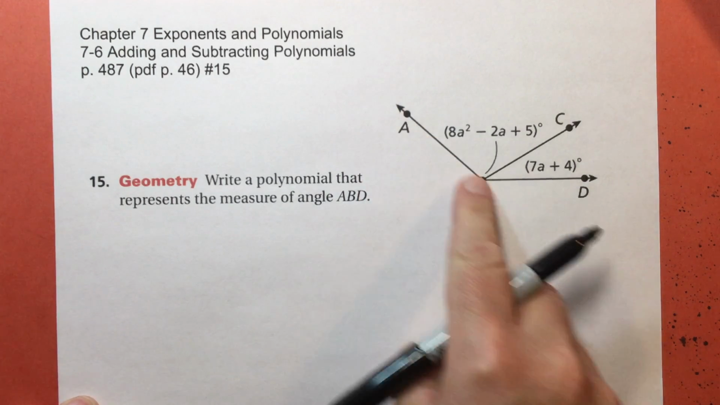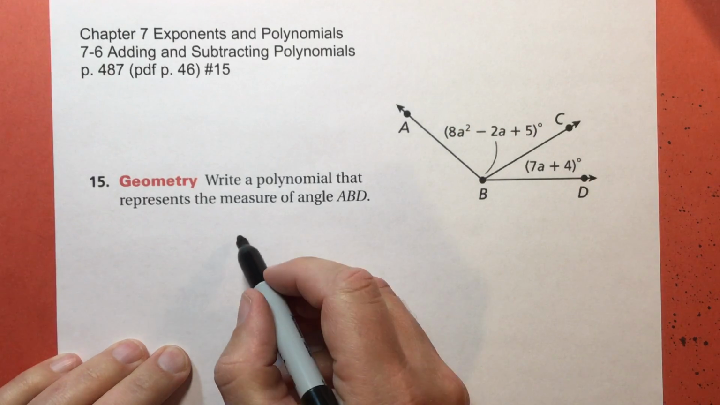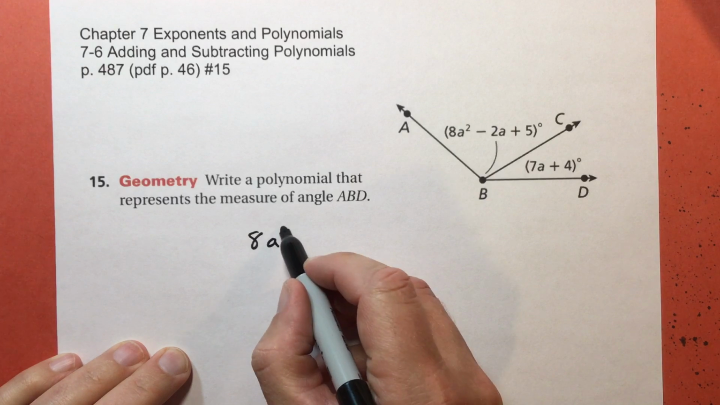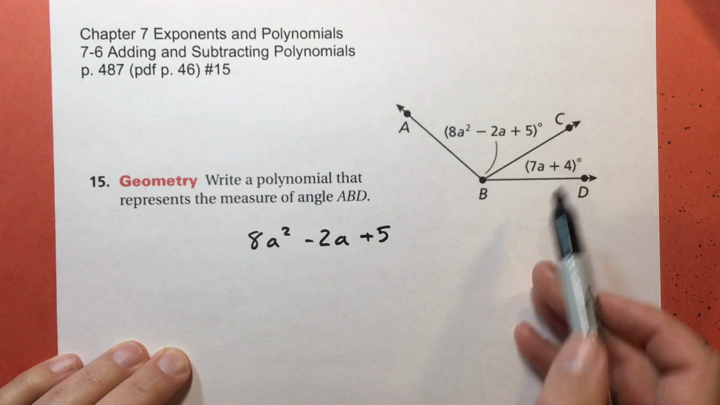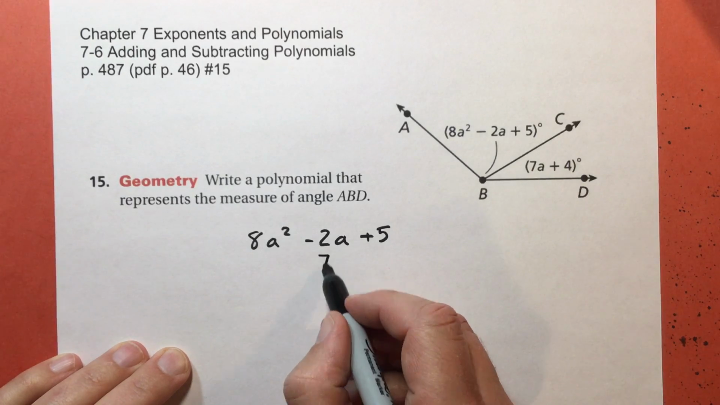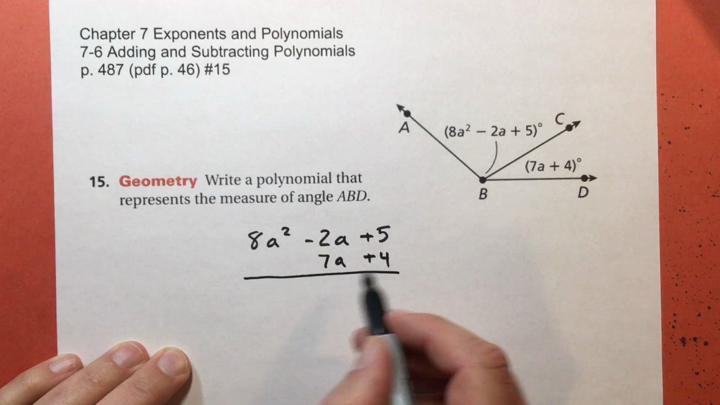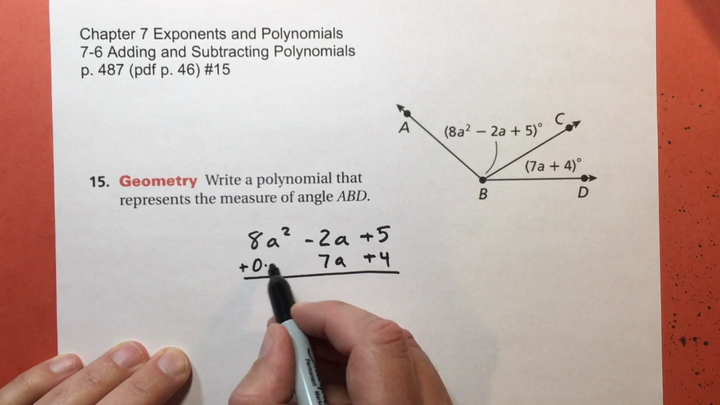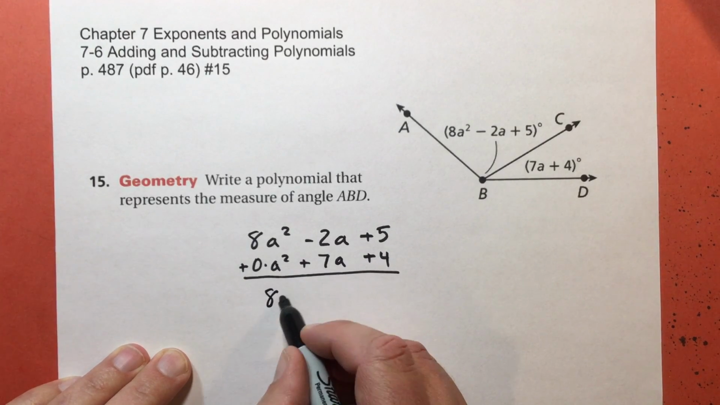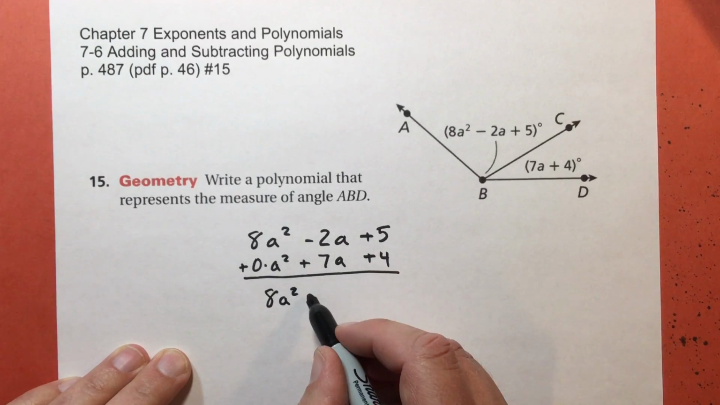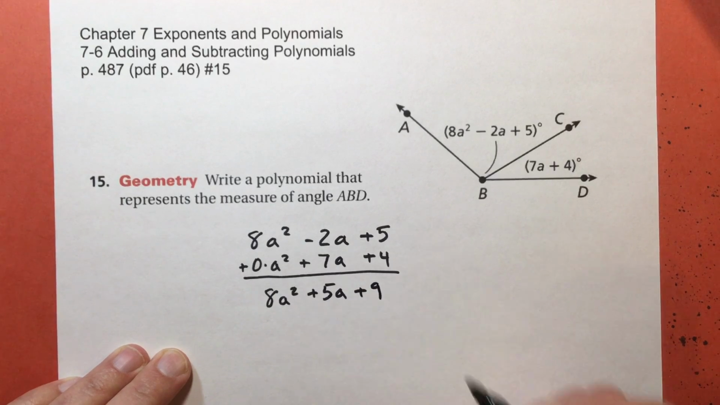So to find the measure of the big angle, it's the sum of the two component angles. So I write 8a squared minus 2a plus 5. And then the other angle, 7a, I'm going to write the 7a right here, and the 4 I'm going to put right here, which means there was 0 a squared in the other angle. 8 plus 0 is going to be 8. Negative 2 plus 7 is going to be 5. And 5 plus 4 equals 9.